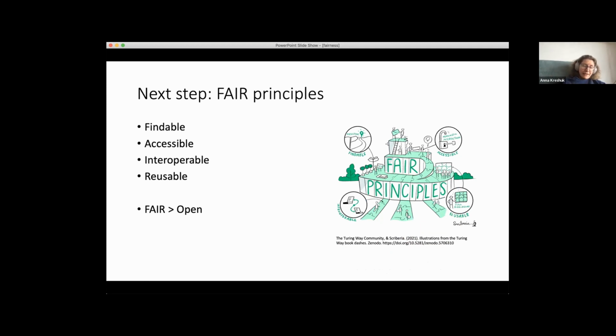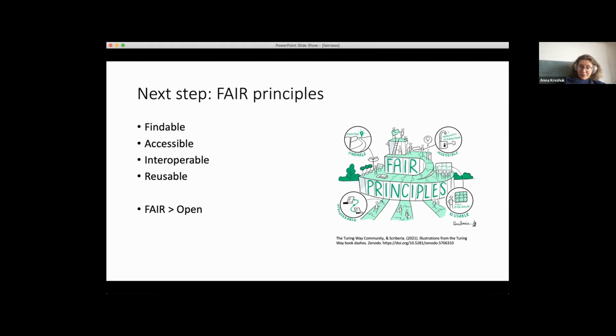And if we consider that as a minimal baseline, then what I would say is the maximal point that people are striving for now are the so-called FAIR principles. And if you have ever looked into open science, you must have heard about this, because they are really touted at every corner there. So FAIR stands for findable, accessible, interoperable, and reusable.